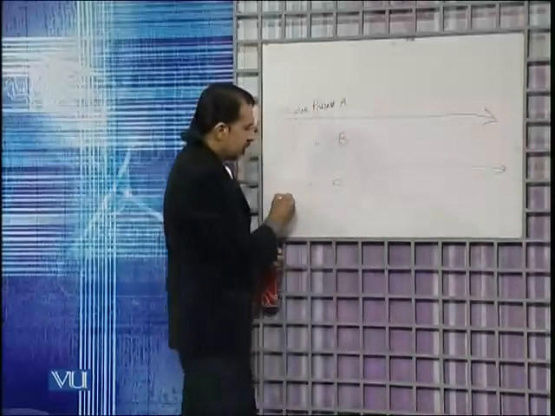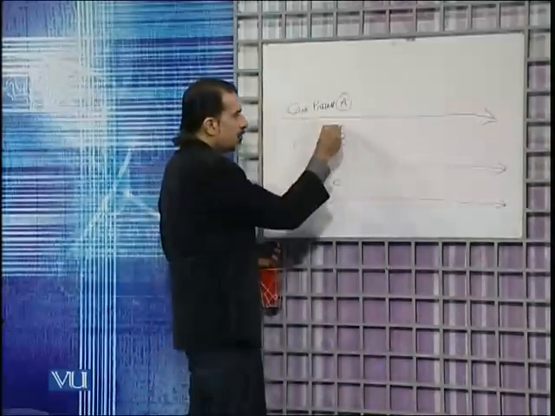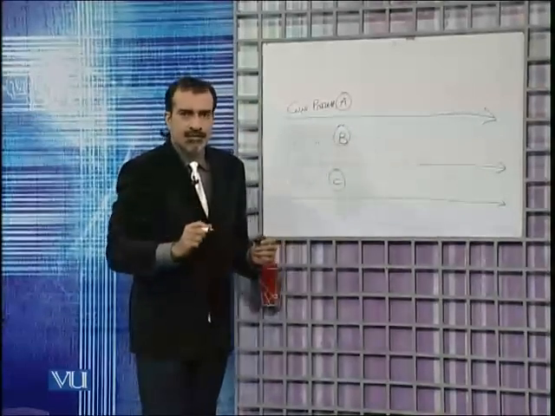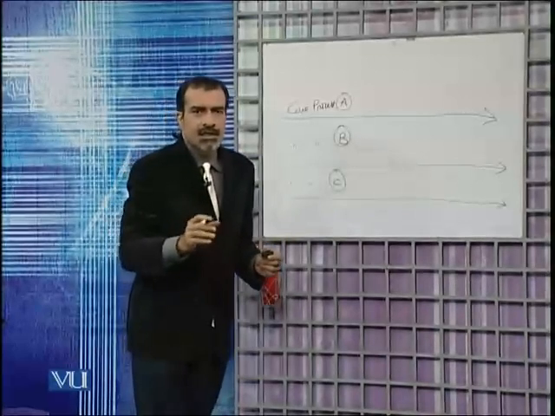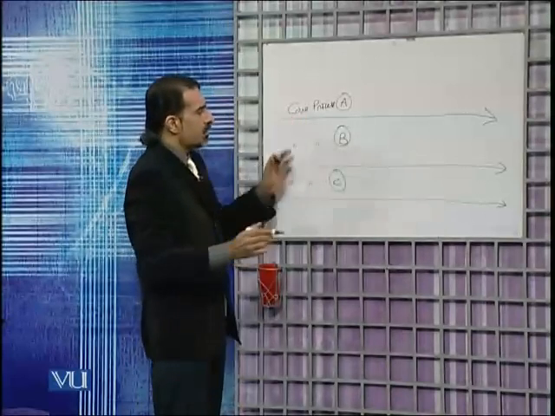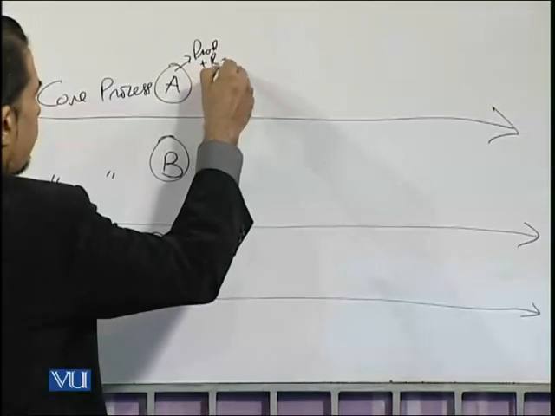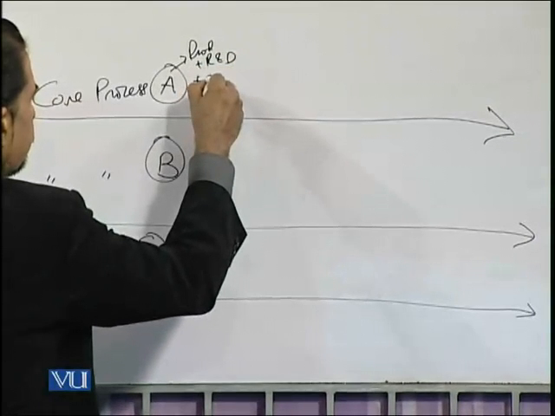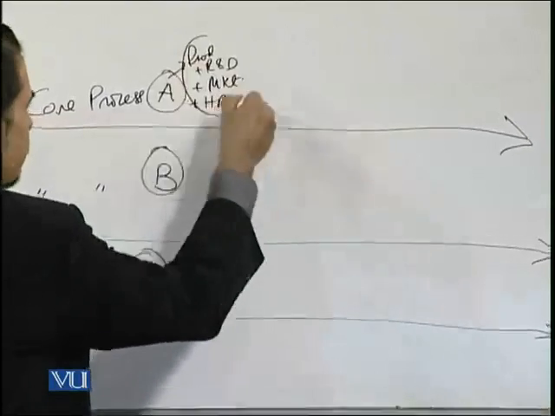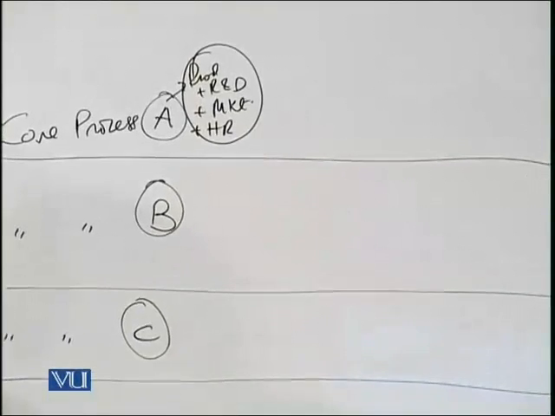So all the people working on process A and B and C are actually brought together so that they can easily communicate and coordinate with each other. So everybody who's working on process A, maybe he is from production, or he is from R&D, or he is from marketing, or he is from HR, is brought together. So these are the process owners. One of them becomes the process leader.